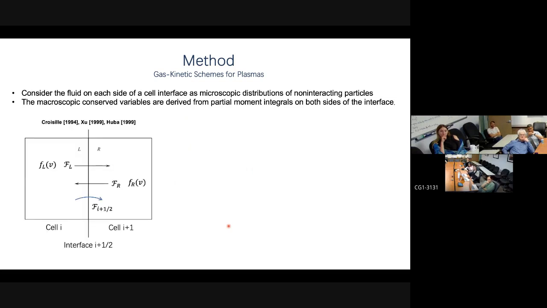The basic idea of gas-kinetic schemes for plasmas is to consider the fluid on each side of a cell interface as a microscopic distribution of non-interacting particles. So the plot here shows the left and right states at the interface and the corresponding flux. And the macroscopic flux variables are derived from partial moment integrals on both sides of the interface.